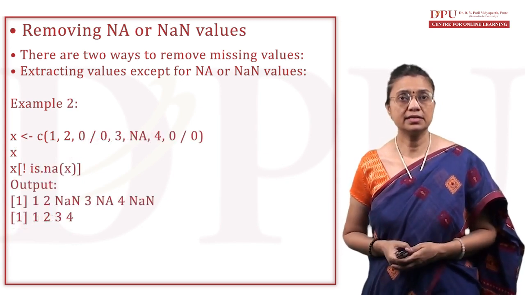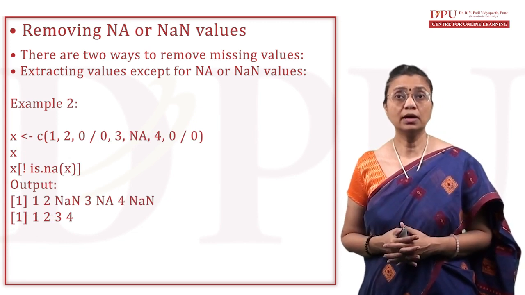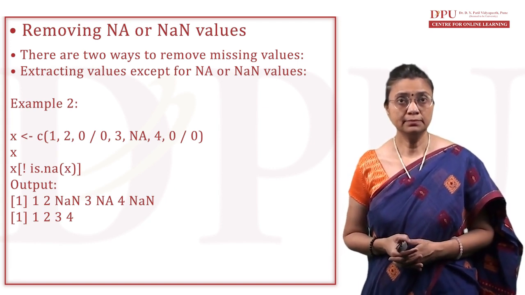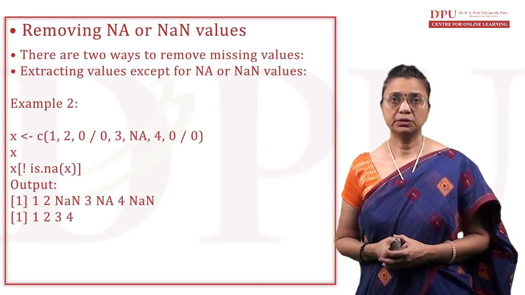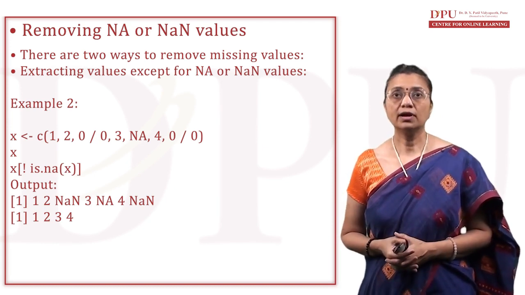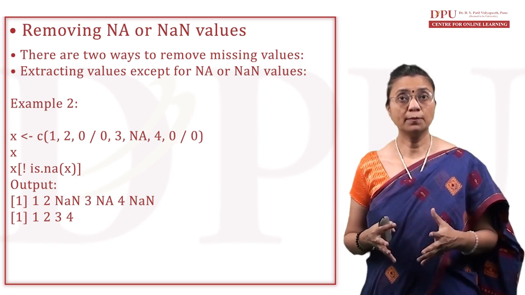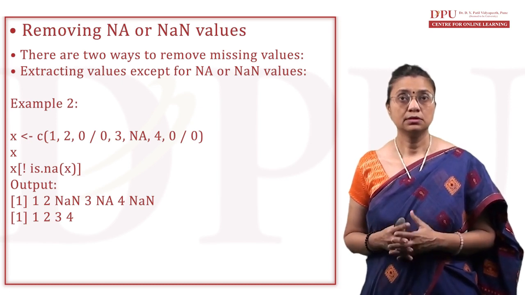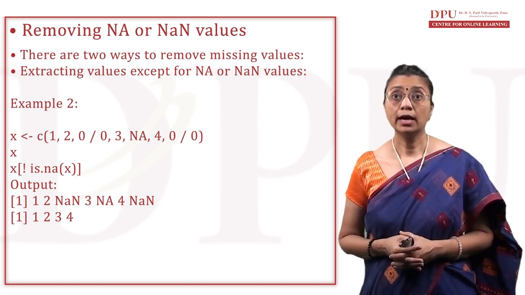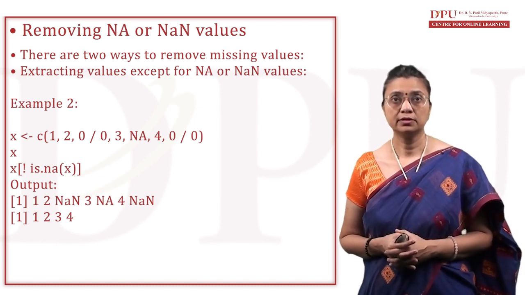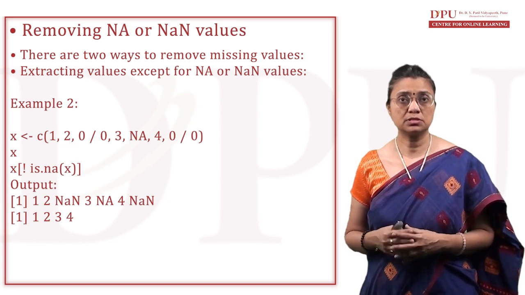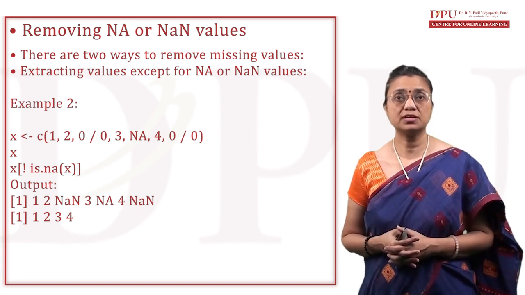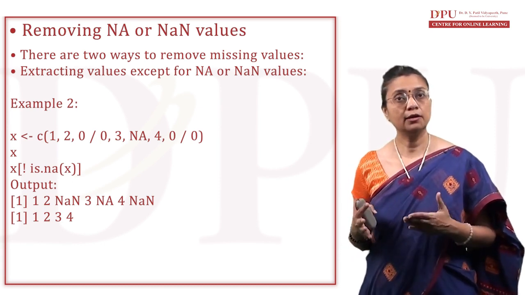Now, let's take a case where I have to remove both the NA and NaN values. In this example, again, I have taken a variable X with a list of values 1, 2, 0/0, 3, NA, 4, 0/0. You can see that 0/0 is my NaN value and NA is explicitly written there. Now I print X first to see what is in my variable X, and I see 1, 2, NaN, 3, NA, 4, NaN.